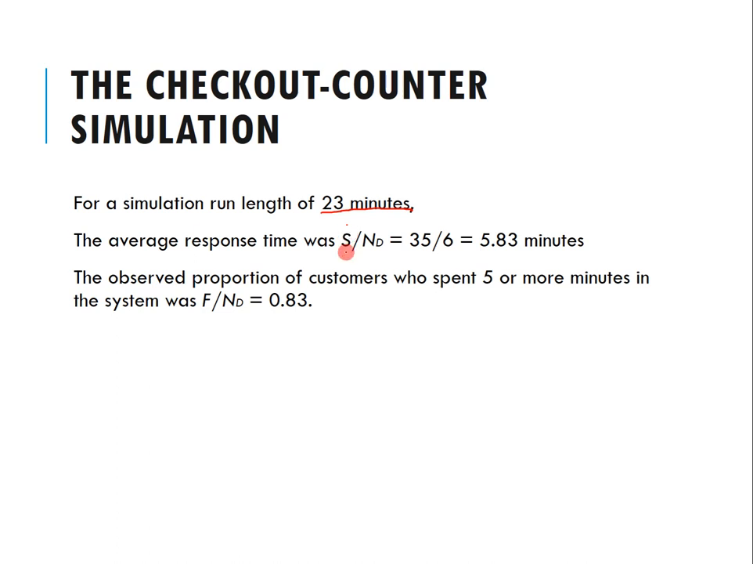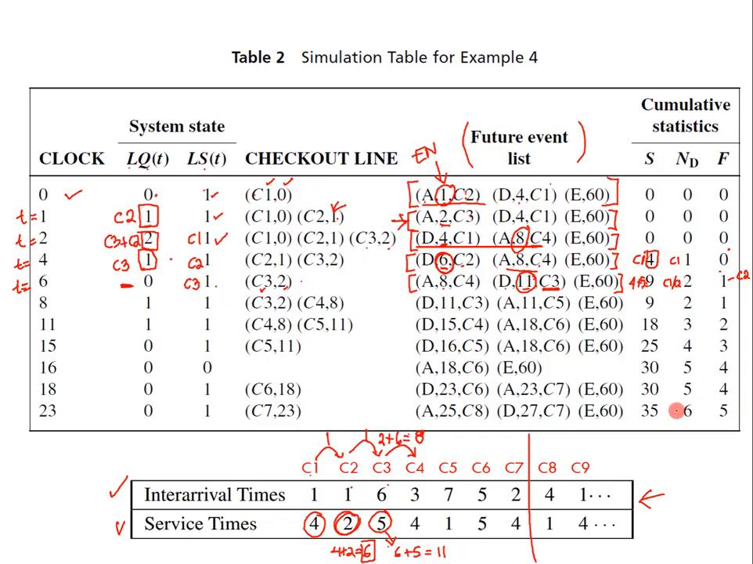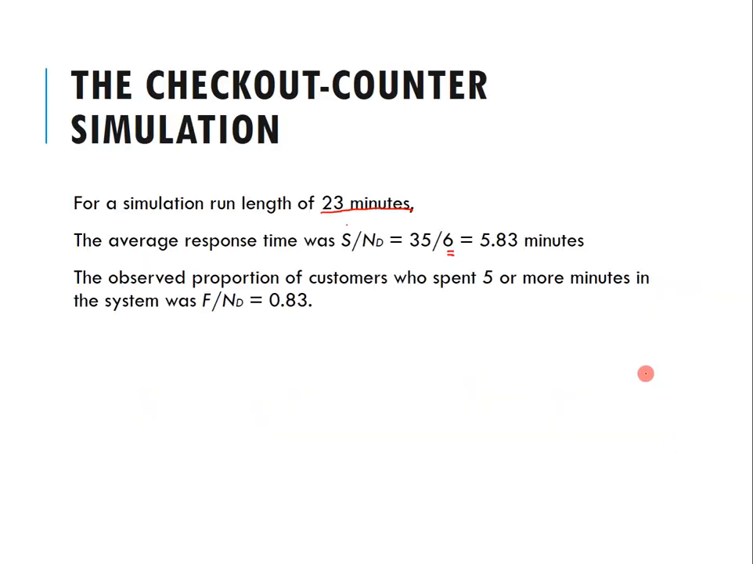S is the summation of all customer time in the system, divided by the number of customers that have departed the system, which is 6 at this point. Up to 23 minutes, only 6 customers departed the system. So we divide 35 by 6. The number of customers that have departed so far is 6. We divide the two numbers and get 5.83 minutes.